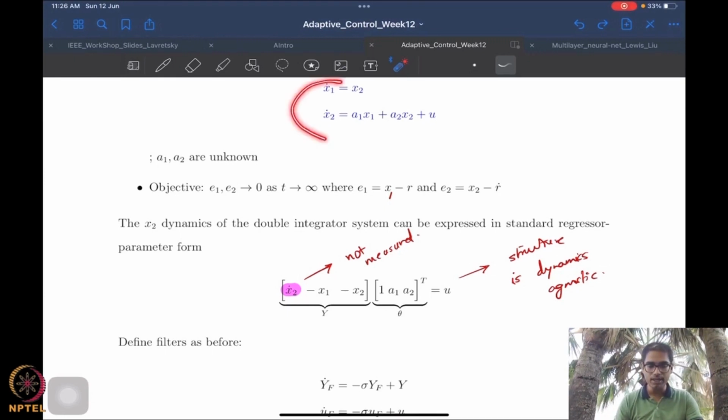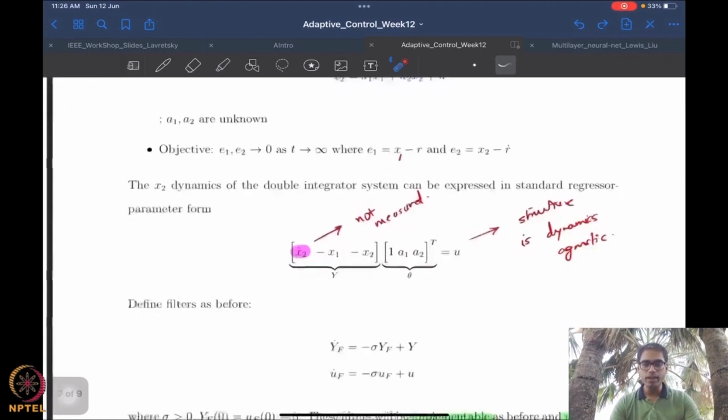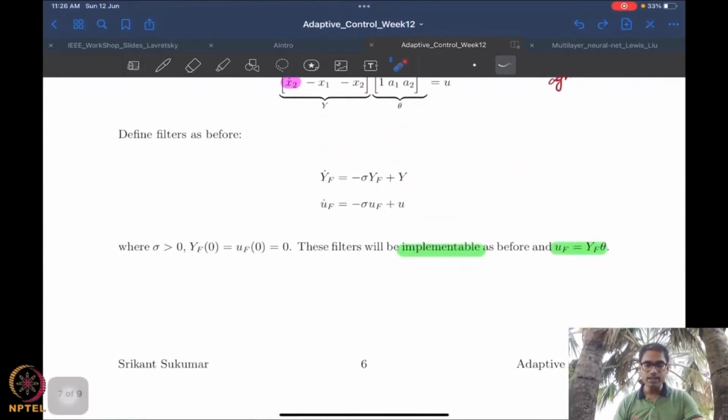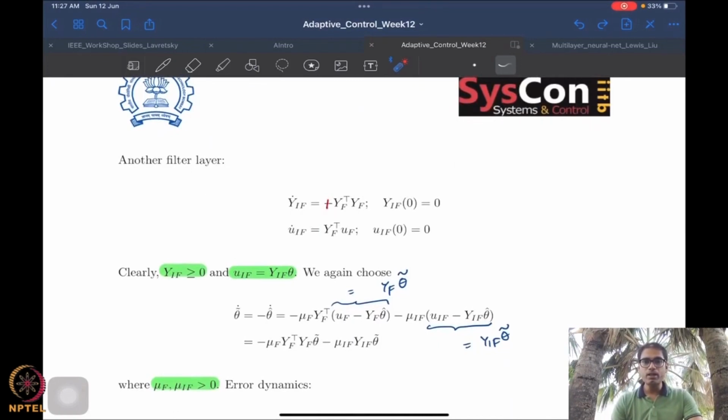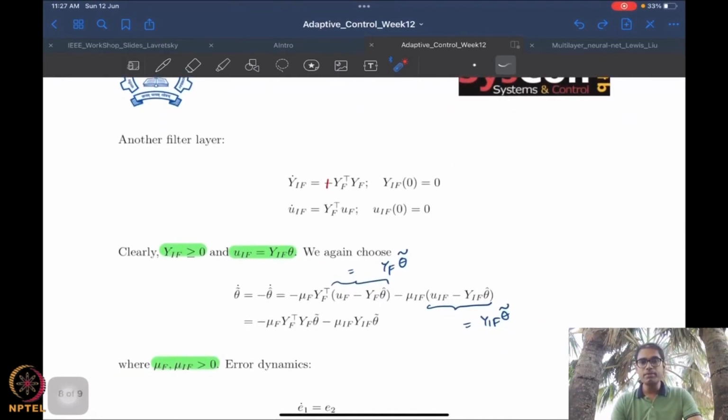In fact, even if there were nonlinearities here, these nonlinearities would just get inside the Y equation, and that's it. It will not really affect how you design your adaptive update law. And so, of course, we design these two-layer filters, YF, UF, and YIF, UIF, and the structures are kept in such a way that the regressor parameter equation structure remains identical for the first layer and the second layer filter also. This is a rather important feature, which is what helps in subsequent analysis.